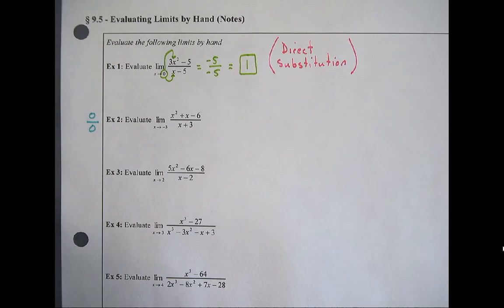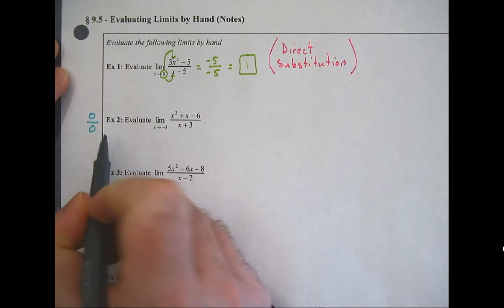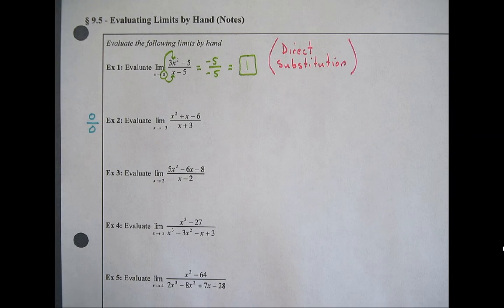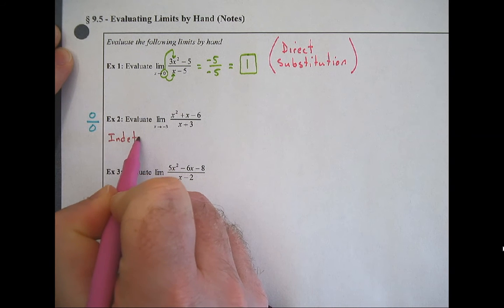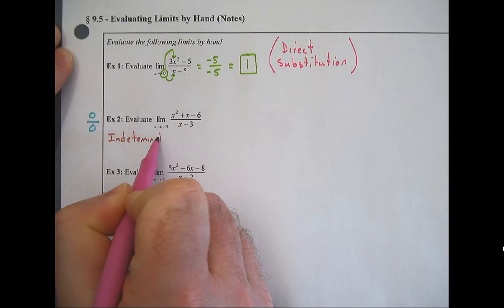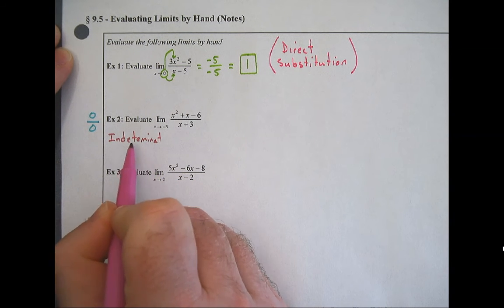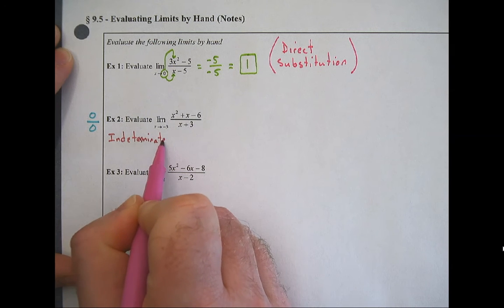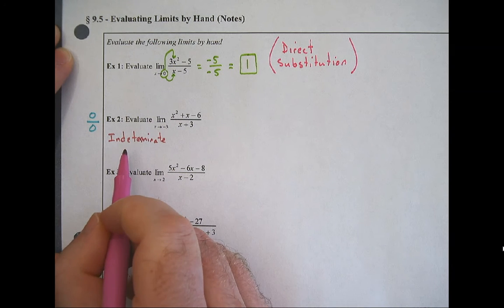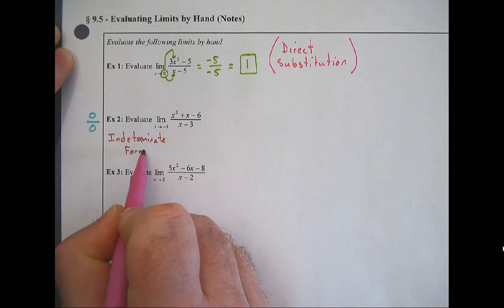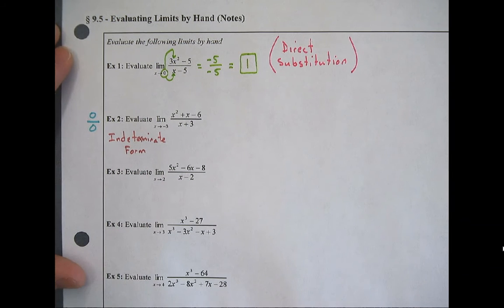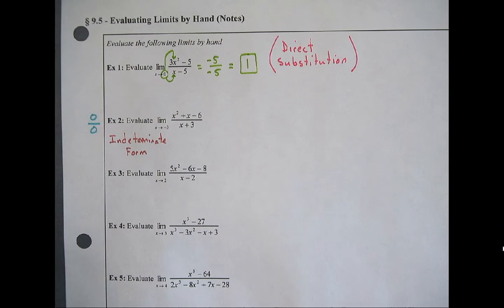This is, first of all, what we call an indeterminate form. An indeterminate form means that we can't evaluate it, but it still gives us a hint.